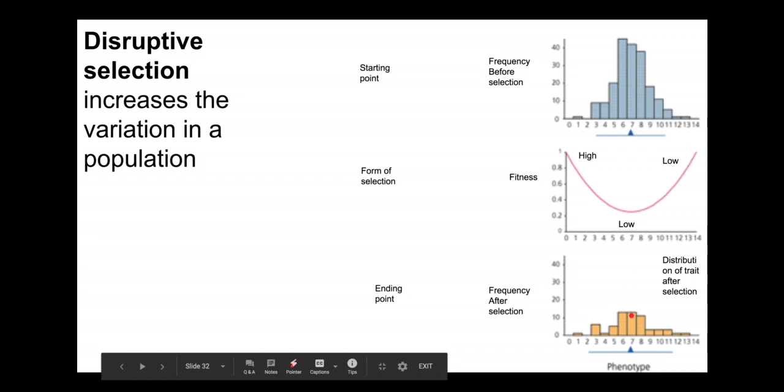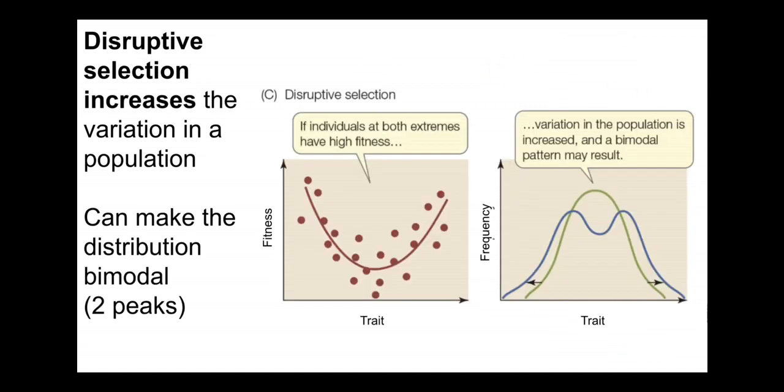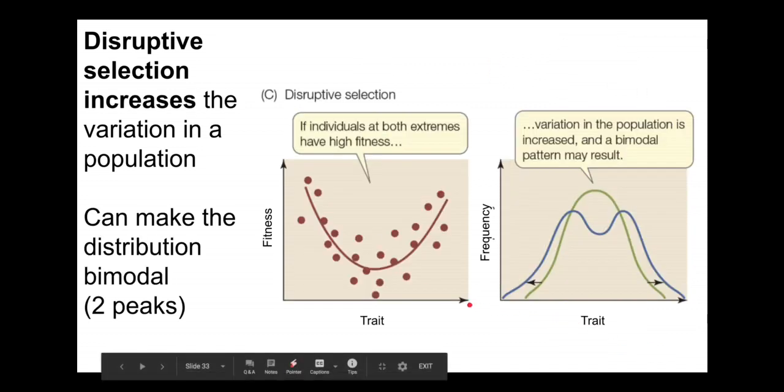So this is going to shrink the middle here, and it's going to make either end more common. And this is going to impact the standard deviation, the amount of variability. This is actually going to increase the amount of variability in the population. Here's another representation of it. One thing it can do is it can produce a bimodal distribution.